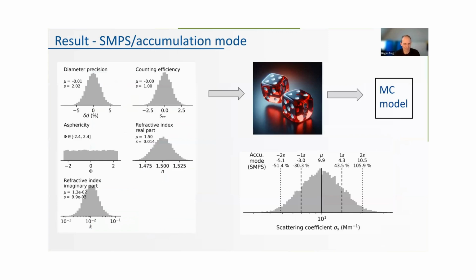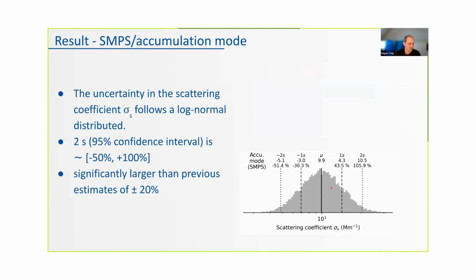So here just a brief repeat. I have all those different probability distributions, and now I take random values of each of those, plug them into my model, then I get one value for the scattering coefficients, and then I do that thousands of times, and eventually I get a distribution for my scattering cross-section, which is now one of my final results, and from this I can derive my confidence interval.